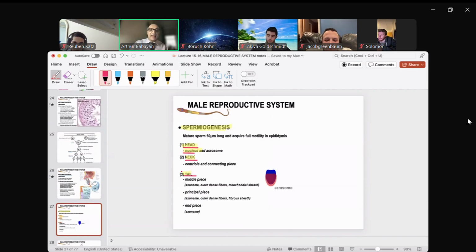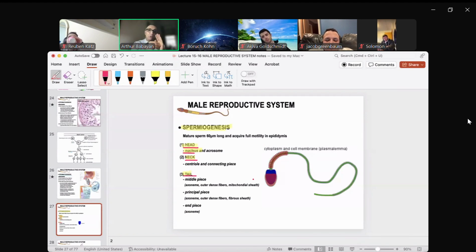Spermatozoa has a head, a neck, and a tail area. On the head there will be acrosomal enzymes, which touch the zona pellucida and are able to enter the inside of the mature egg.